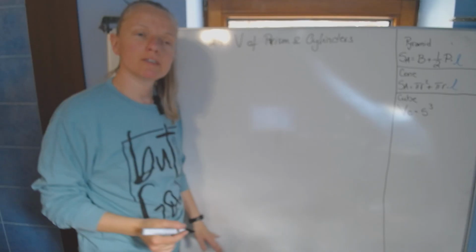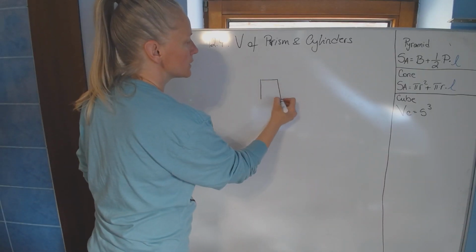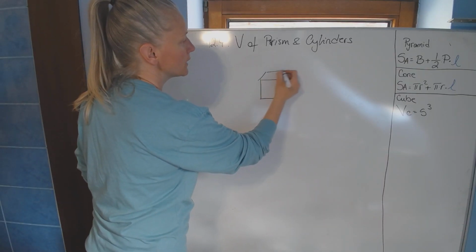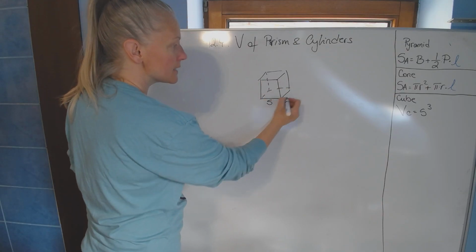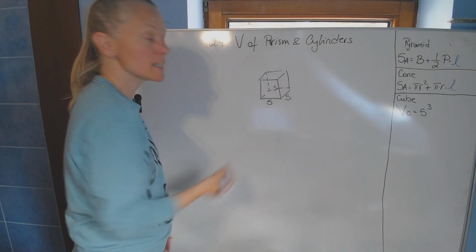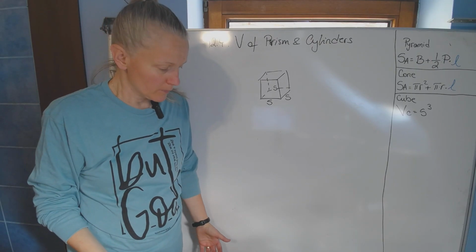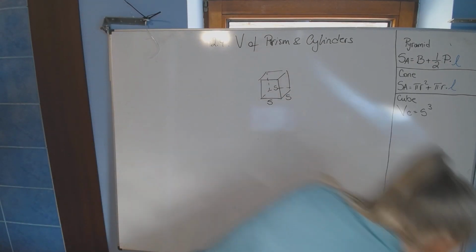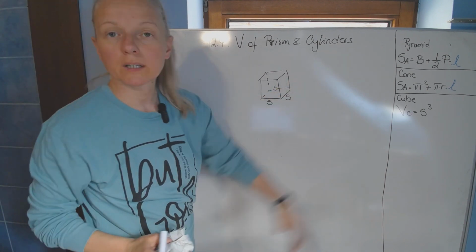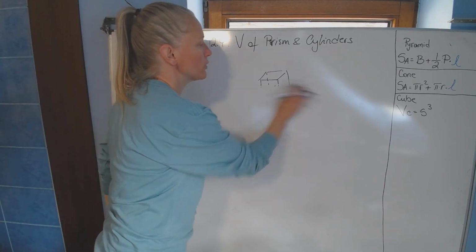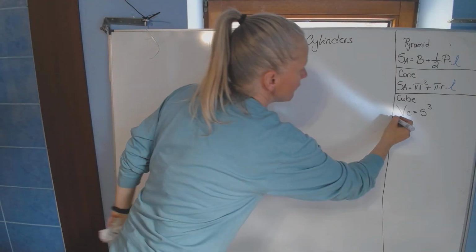Why? Because if it's made out of squares, and if I'm going to be drawing this cube to the best of my abilities, this is S, this is S, and this is S. It's made out of squares, so everything is equal, which means you have S times S times S, or the side to the third power. It's the easiest formula for a volume that you're going to find.